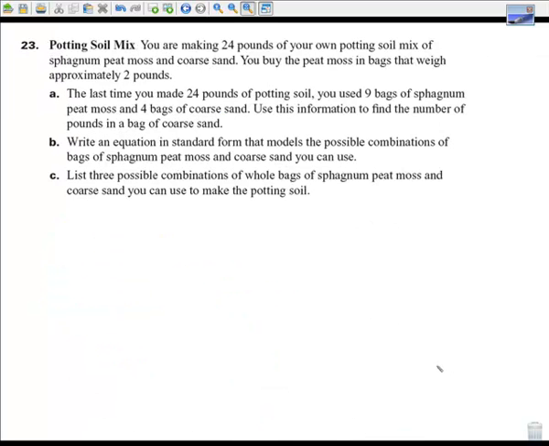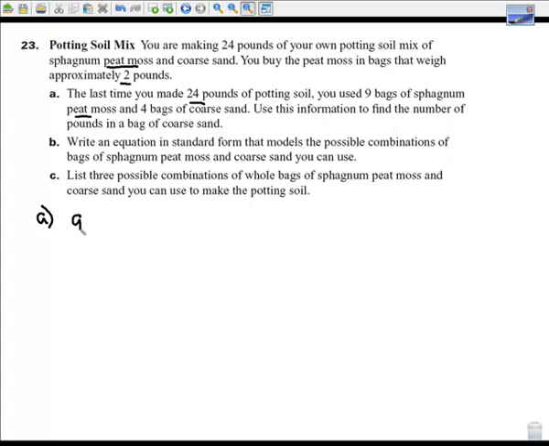Okay, potting soil mix. You're making 24 pounds of your own potting soil mix of sphagnum, peat moss, and coarse sand. You buy the peat moss in bags that weigh 2 pounds. So the peat moss is 2 pounds. The last time you made 24 pounds of potting soil, you used 9 bags of the peat moss and 4 bags of the coarse sand. Use this information to find the number of pounds in a bag of coarse sand.